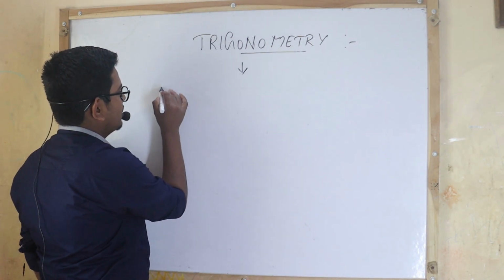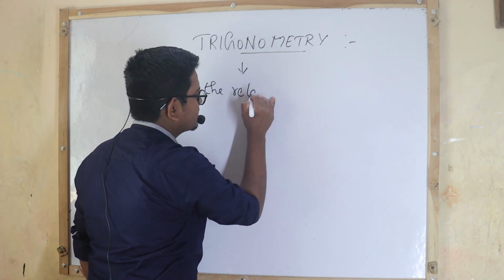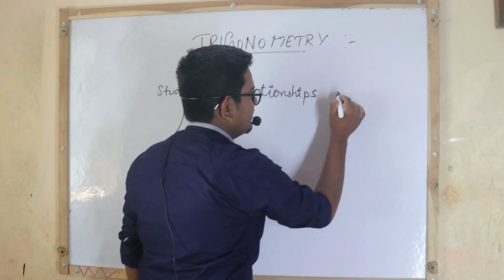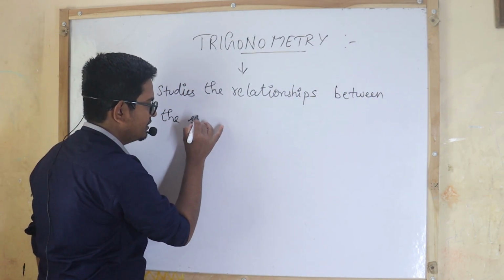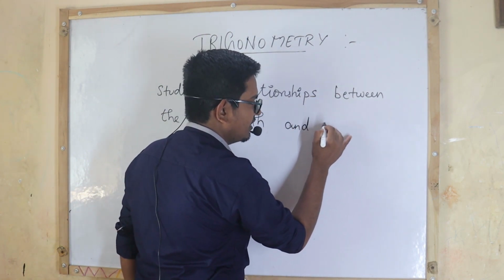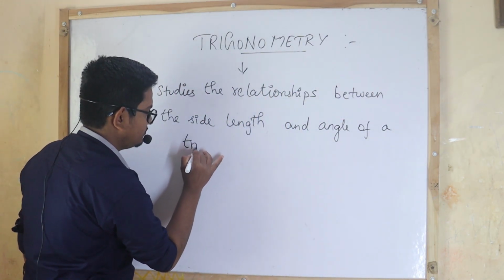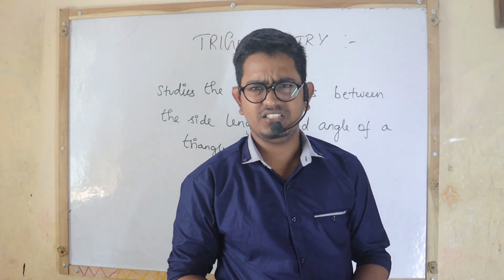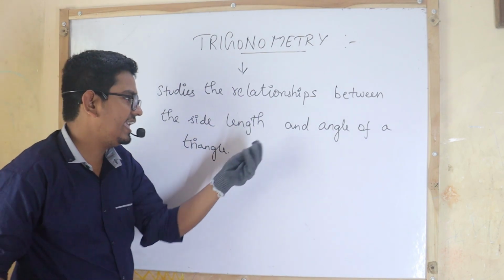It actually deals with, or studies, the relationships between the side lengths and angles of a triangle. So, this is the definition of trigonometry, and it is the branch in mathematics in which we are going to establish the relationship between the side length and the angle of a triangle.